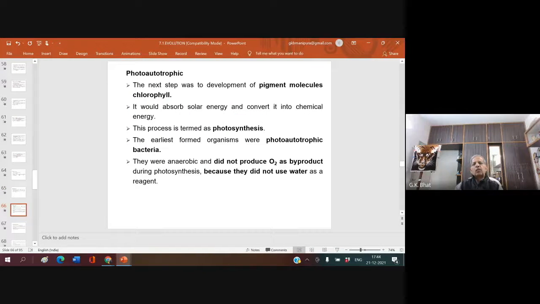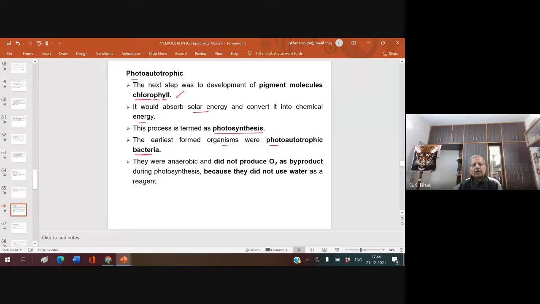The next step was the development of a pigment molecule called chlorophyll. This is the turning point, and we do not know how it happened. So this is the most important turning point. With the development of the pigment molecule called chlorophyll, the entire scenario changed. It could absorb solar energy and convert it into chemical energy. This process is termed photosynthesis. So now the photoautotrophs evolved. The earliest organisms of this kind were photoautotrophic bacteria.